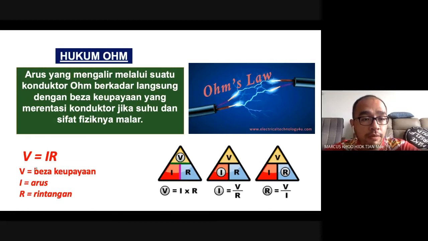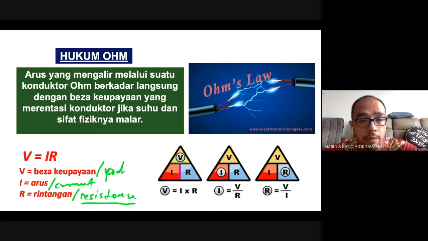So V is the potential difference, I is the current, and R is the resistance. What actually is resistance? We have to look at the experiment. Sorry, potential difference. And the good news is there's a very easy way to remember. If you use the Ohm's law triangle, you put V up here and then I over here and then R over here.